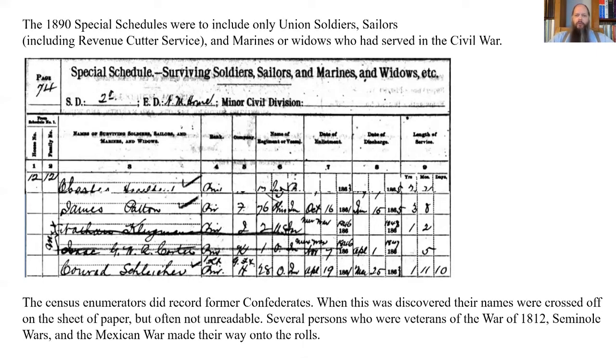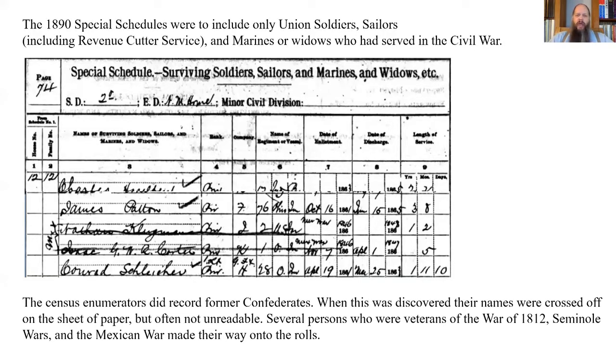The census enumerators were given specific instructions not to include former Confederates. Unfortunately, they did not read the instructions very clearly, and in many of the southern states, like Virginia, for an example, that do exist, they included Confederates who had formerly served. When they caught this error, they intended to cross the names out, but in doing so, they didn't cross them out to the point where you couldn't read them. And they're often very readable.